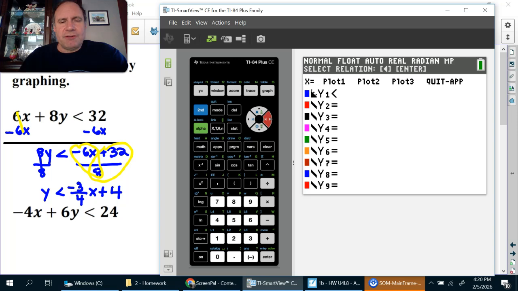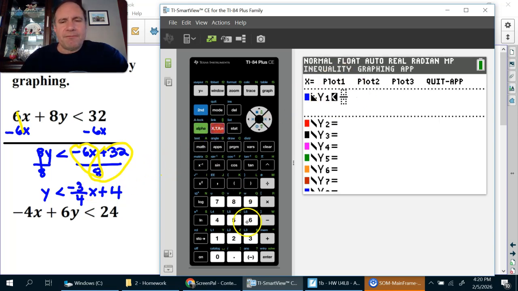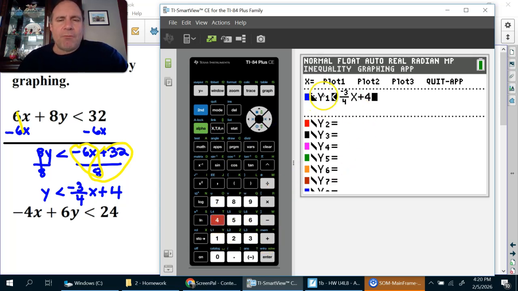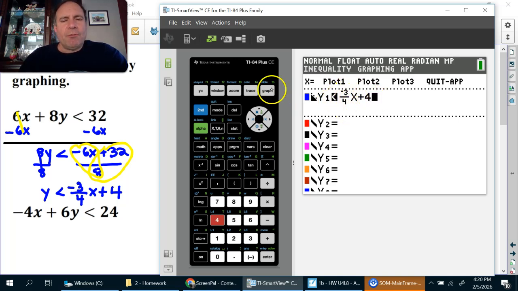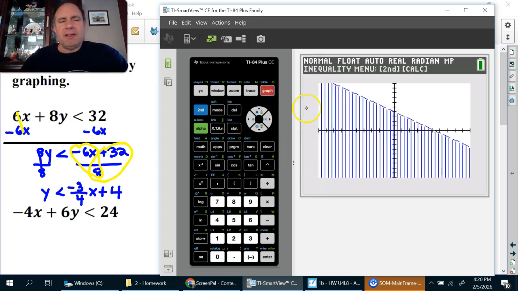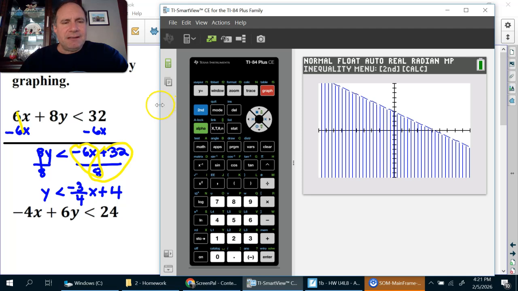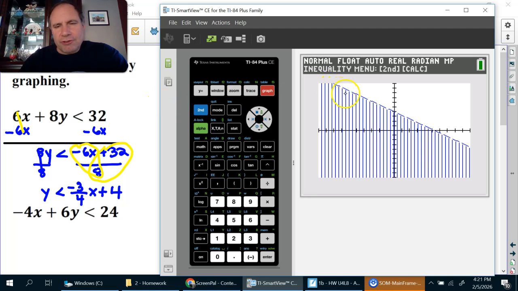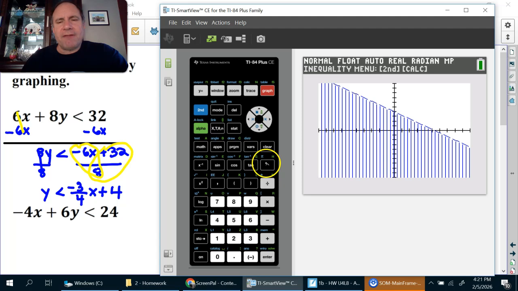So I'm going to press to the right twice, and input my fraction. It's negative 3 over 4 x plus 4. And notice that it says now y is less than negative 3 over 4 x plus 4. Once I press graph, you can see exactly what you have. You have a screen that is now showing you what the inequality graph looks like.